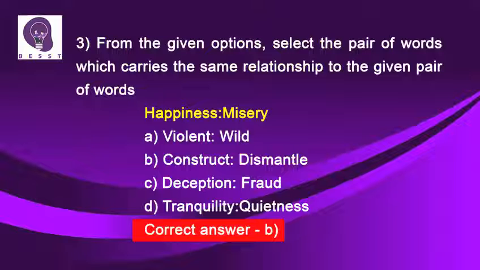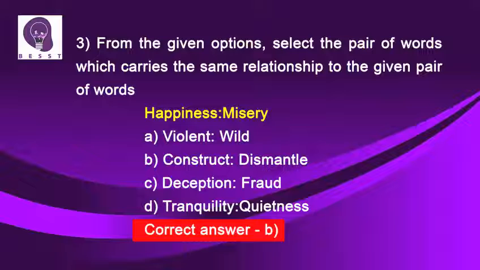Third question. From the given options, select the pair of words which carries the same relationship to the given pair of words. Here we are given happiness is to misery. So happiness and misery are opposite. Misery means unhappiness. So happiness and misery are opposite to each other and we will have to find that pair which carries the same relationship. In option A, we are given violent is to wild. Now violent and wild are similar in meaning, therefore this is not correct.